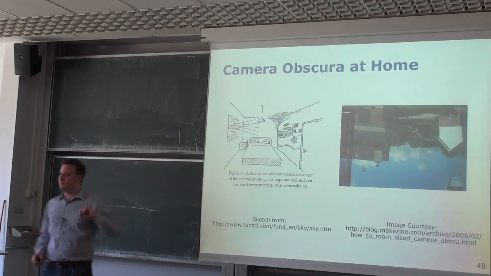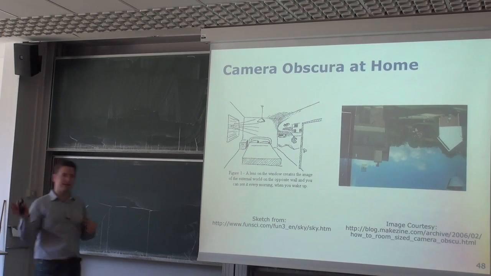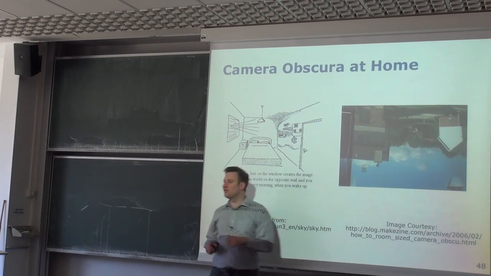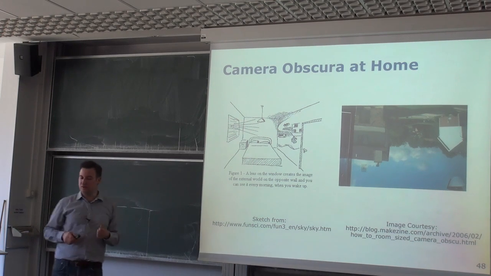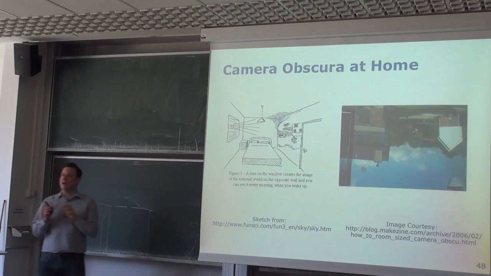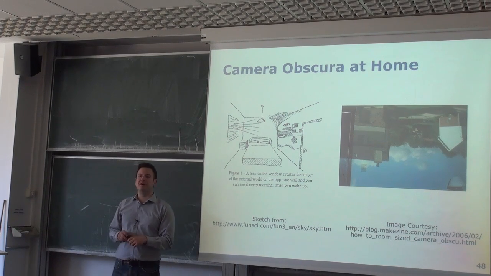So you make a small hole in your blind, close the blind completely, and then take a picture of that scene, and you will actually see what's going on outside. Something you can easily do at home. Any question about the idea of this pinhole camera?